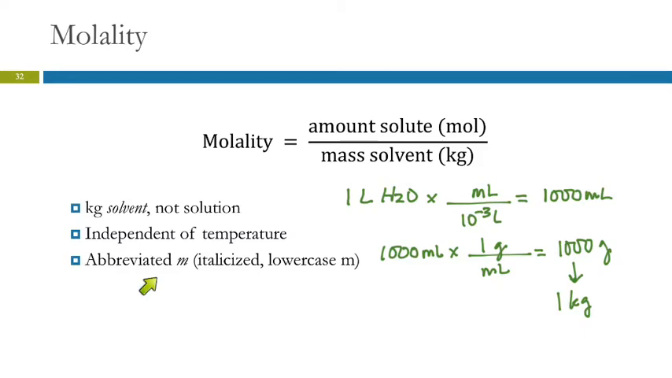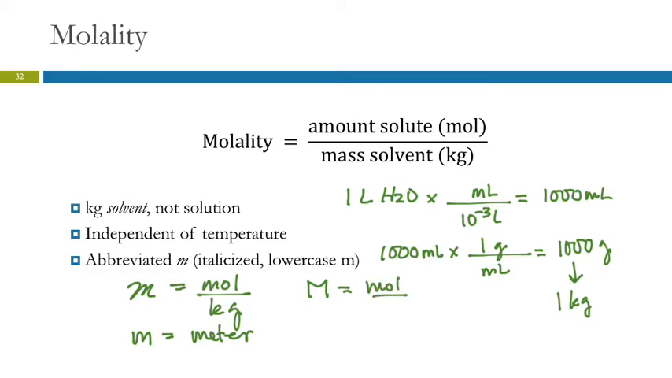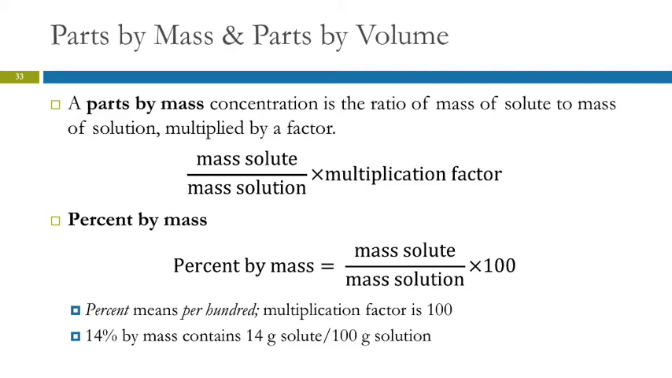Molality is abbreviated with a lowercase italicized m. Like, that's not confusing, right? So we have the lowercase italicized m, that's moles per kilogram. And we have just regular m, that's meter. Then we have capital M, that's moles per liter. Not the greatest.